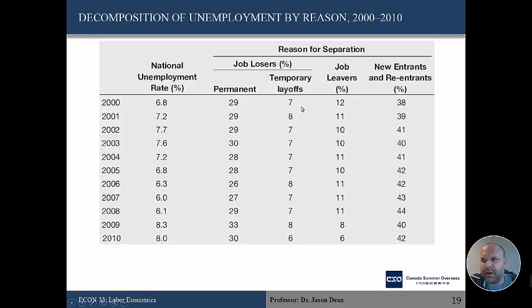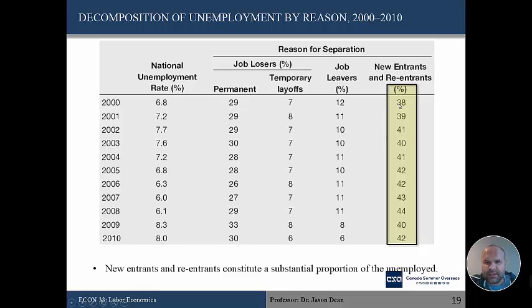Sometimes people get laid off, but they're going to go back to work in a month or two. But in most cases, it was a permanent loss of jobs. So these people could be fired or laid off, but it's permanent. Now, 12% were job leavers, people who quit their job, maybe to look for another job. And 38% were due to new entrants and re-entrants, people coming into the labor force or returning to it. This is a major reason for the unemployment rate in any given year. So new entrants and re-entrants constitute a substantial portion of those who are unemployed.